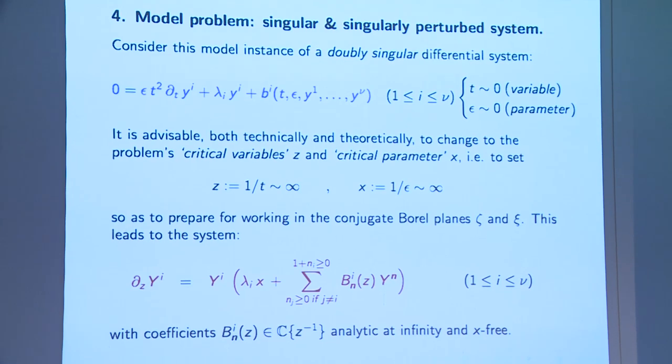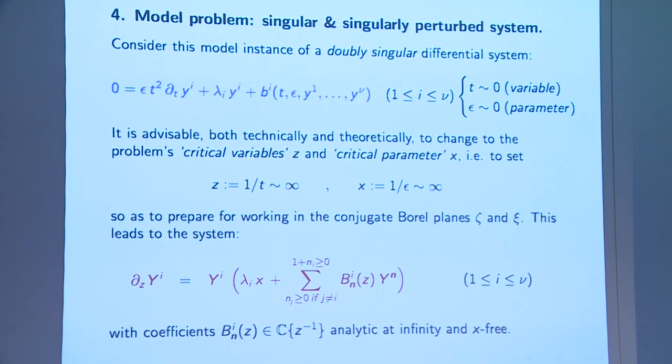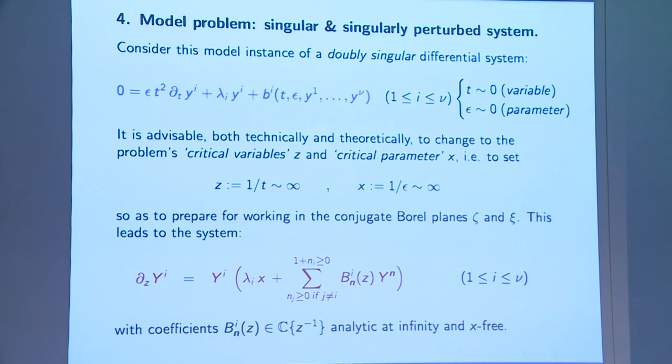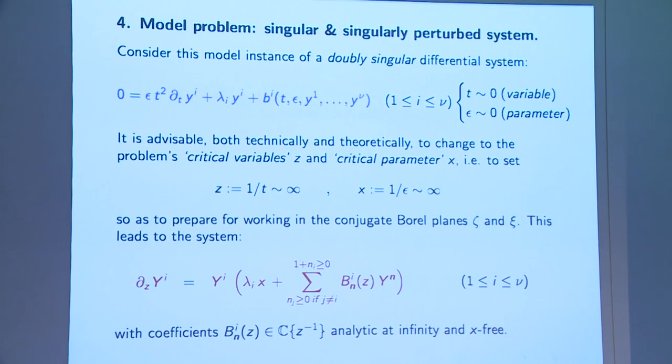to better understand the interplay between equational and coequational resurgence, we are going to focus on a model problem, which manifests both types of resurgence. We start from the blue equation with a small t, the time variable, a system of nonlinear equations, with a perturbation parameter epsilon in front of the system, and possibly in the other coefficients. Now, it is convenient to switch to the critical variable and the critical parameter and to work at infinity instead of the origin. So we move from t and epsilon to z and x, and the system becomes the red system down here. We are going to work on that for the rest of the talk.